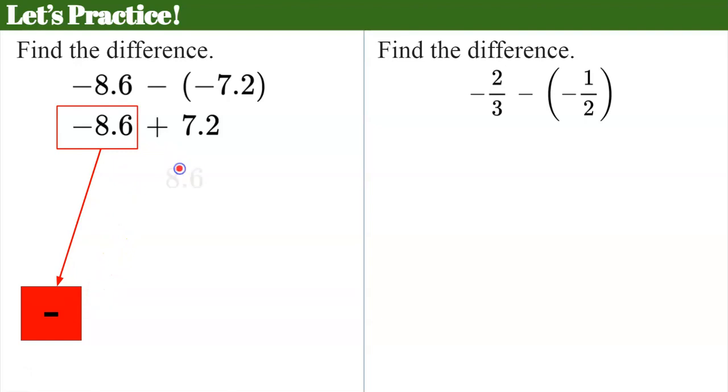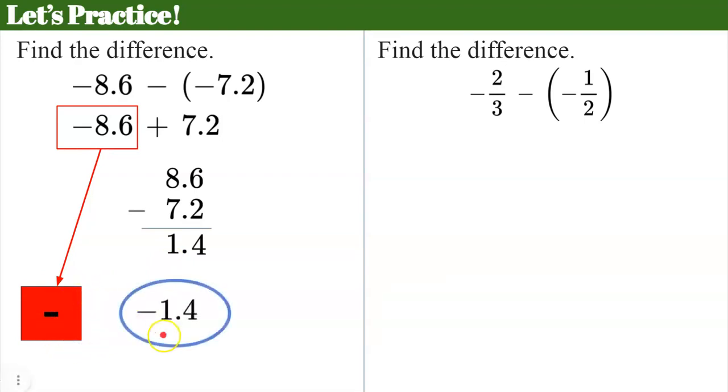Now I'm going to take my larger absolute value and I'm going to subtract my smaller absolute value. 6 subtract 2 is 4. Bring down the decimal point. And 8 subtract 7 is 1. Remembering that we made this plan, it's going to have a negative difference of negative 1.4.